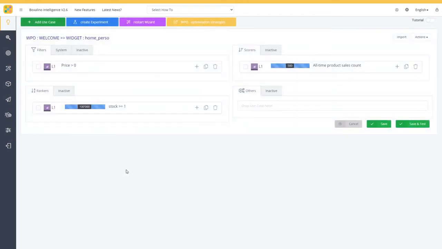So now what we realize is that we have here a very simple strategy which actually is not personalized at all. So here we have the logic that the product must have a price which is bigger than 0, that the product must have a stock which is bigger or equal to 1, and that we will show the products that have a high all-time product sales count first compared to others.